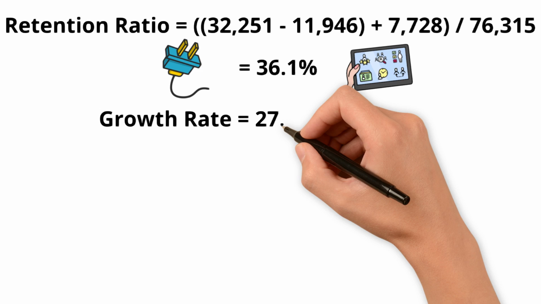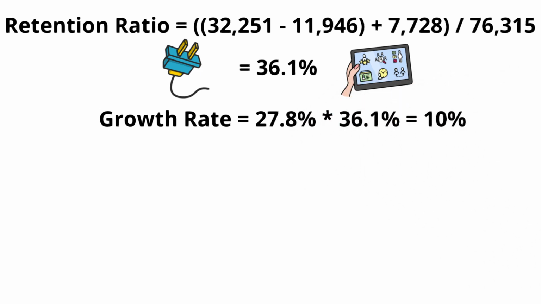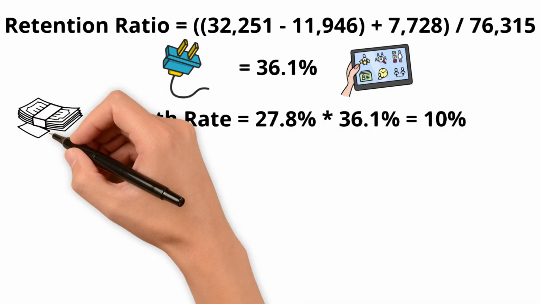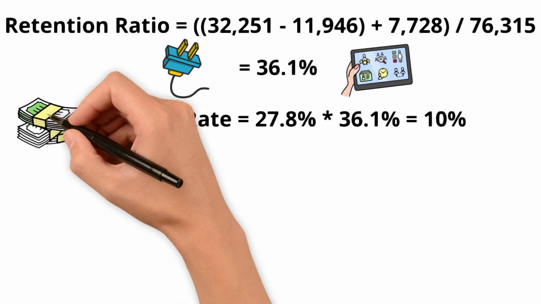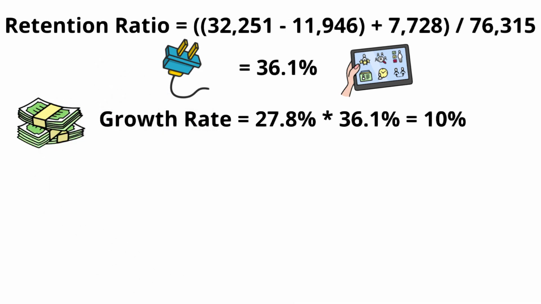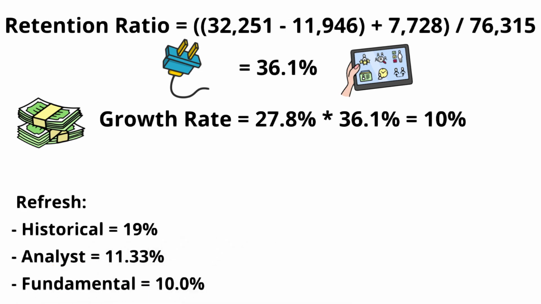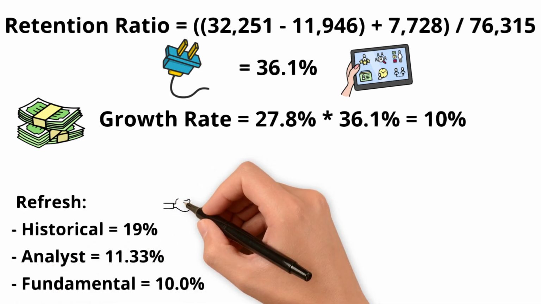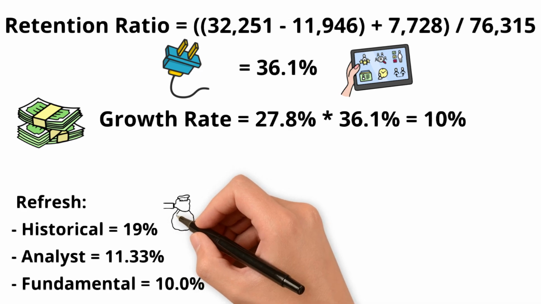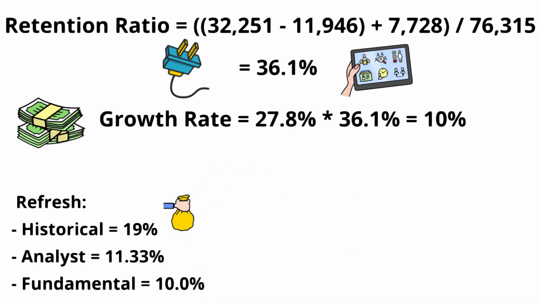Now we can multiply our 5-year average ROIC of 27.8% by our retention ratio of 36.1%. So the growth rate gives us 10%. After doing all the math, we can take our 3 estimates and determine which is most likely. Historical growth average is 19%, analyst estimates was 11.3%, and our fundamental growth rate was 10%.